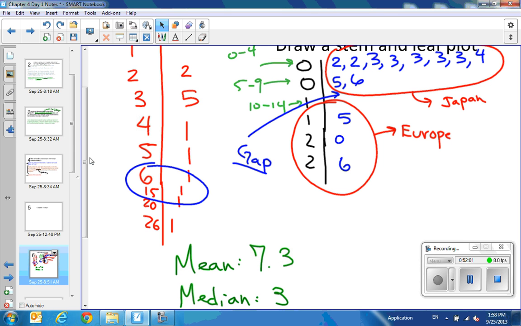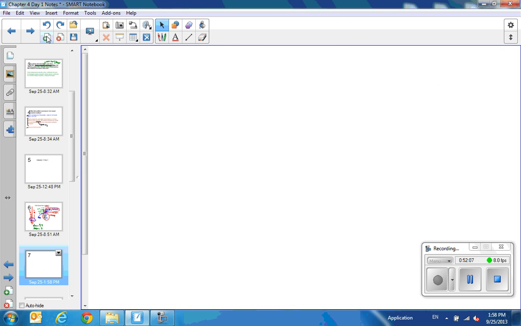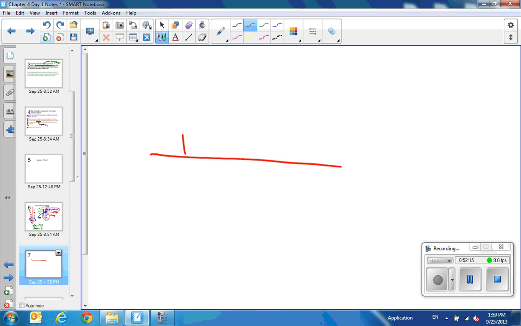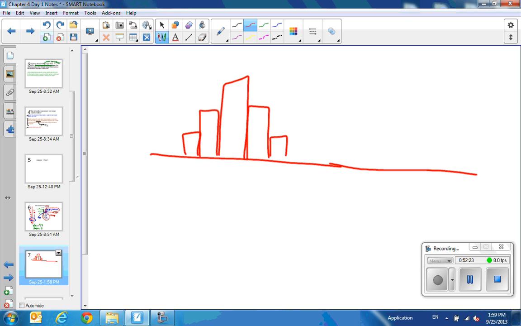Now, let's take a hypothetical situation. I don't have enough pictures, and I need to wrap this up in the next 15 minutes. If I had this as my distribution, where do you think the mean would be? Where the balancing point would be? This would probably be the mean.